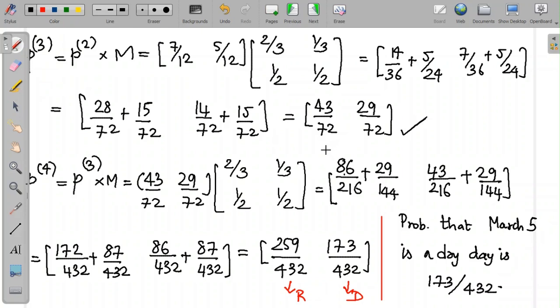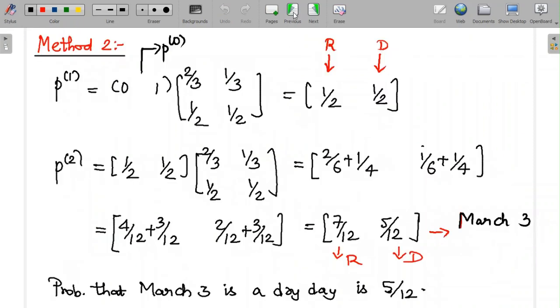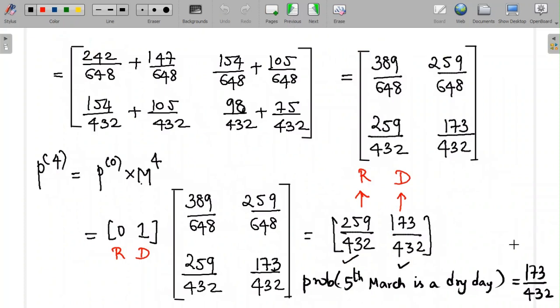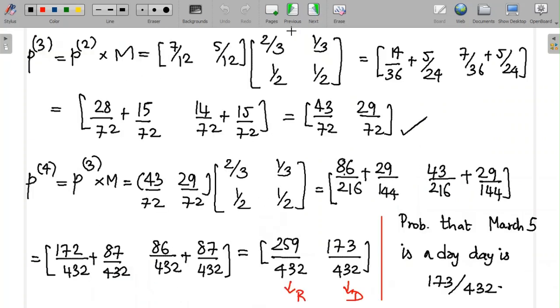But we are interested only in the 5th of March. So we'll do one more time step. And so P4 can be obtained as the product of P3 and M, which comes down to 259 by 432 and 173 by 432. We want it to be a dry day, so our required answer is 173 by 432. We can also compare this with the answer that we obtained from method 1, which also said the probability is 173 by 432.